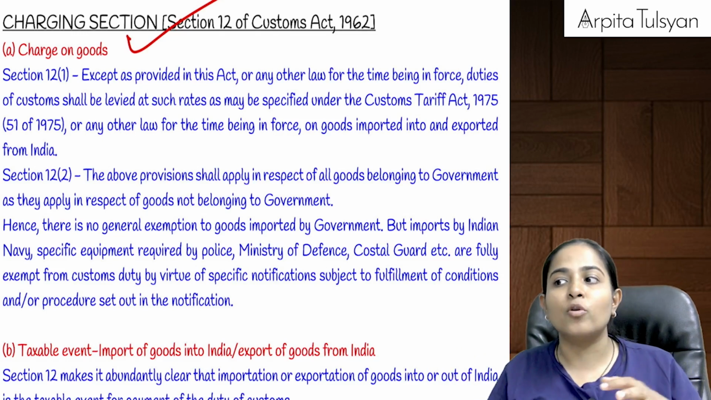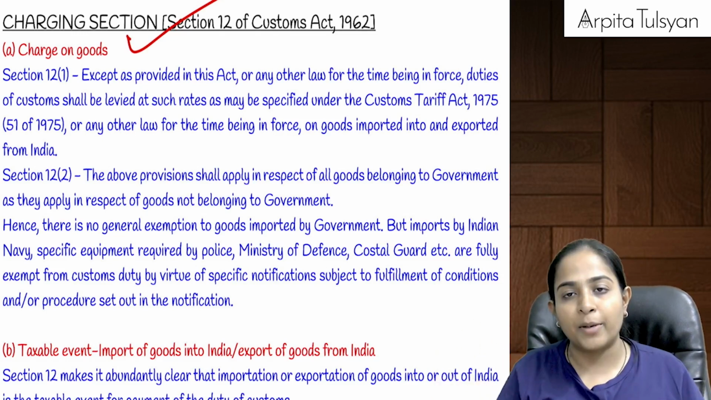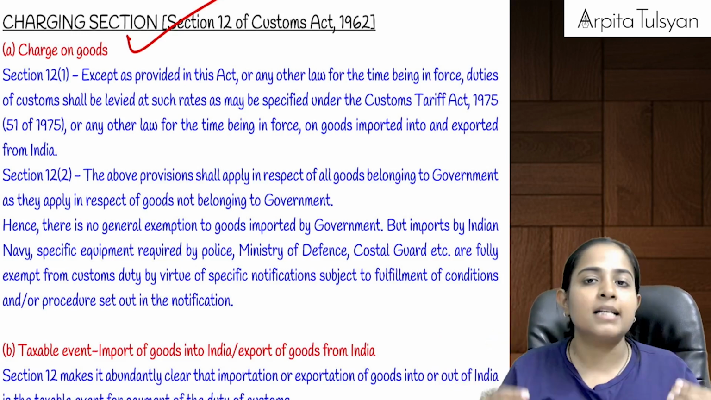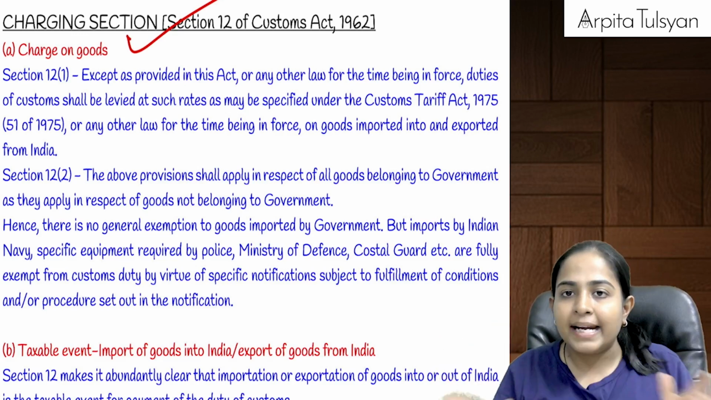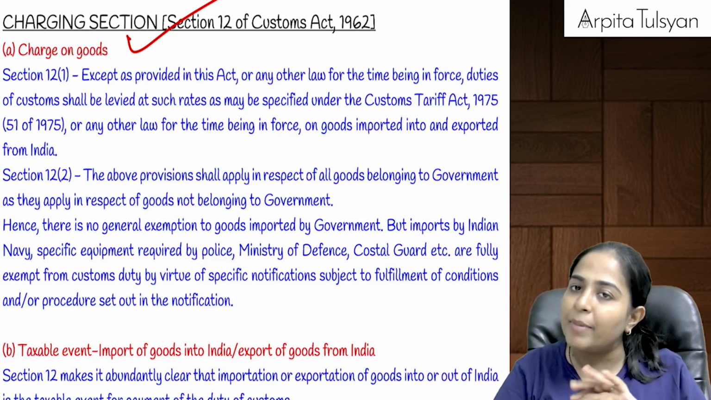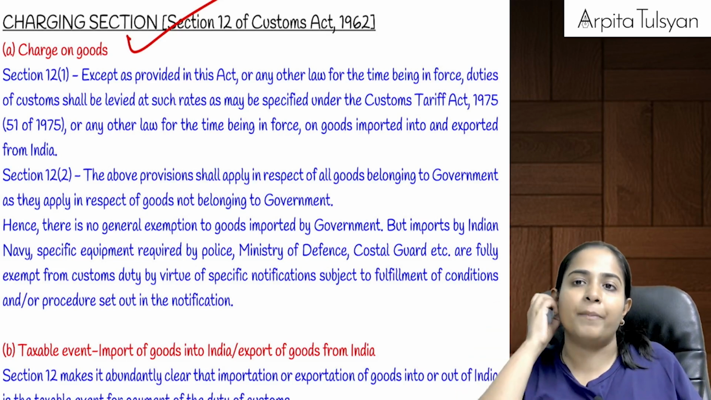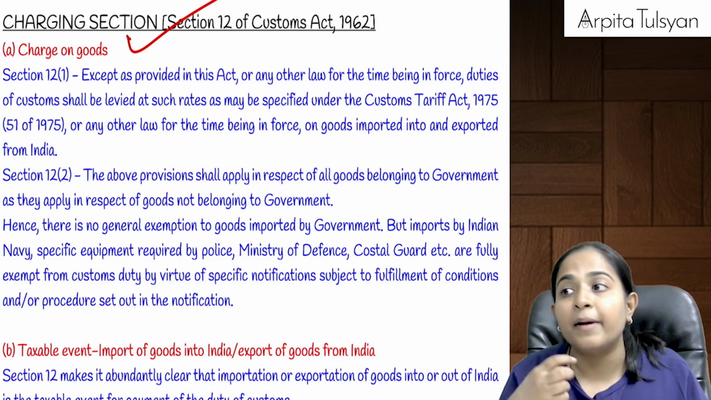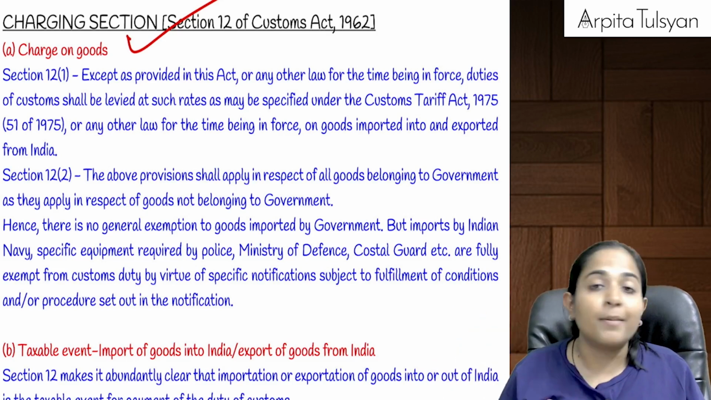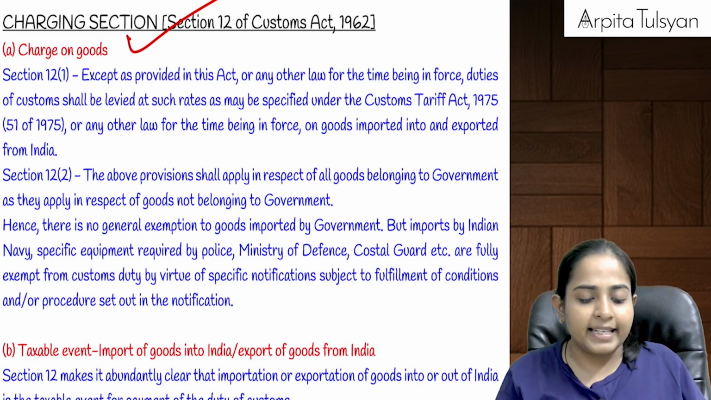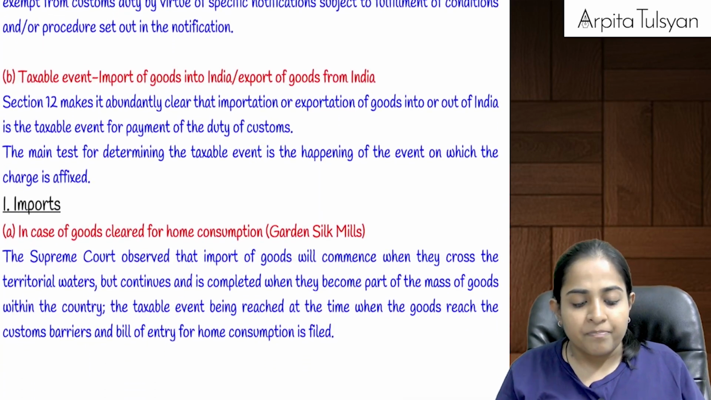Okay, that means there is no distinction between whether the goods are being imported by the government or by a non-government entity. Yes, there are certain exceptions. By default, for government and non-government it remains the same, but there are certain exceptions, like equipment imported by the Coast Guard or by the Ministry of Defense, which are exempted from customs. Are you clear with this?